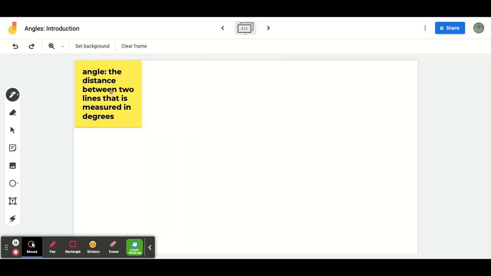So, to start off, let's talk about what an angle is. An angle is the distance between two lines that is measured in degrees. An angle looks like this. It is two lines connected right here at the point, and this point is called a vertex. Now, let's label these. We'll call this one A, this one B, and this one C.